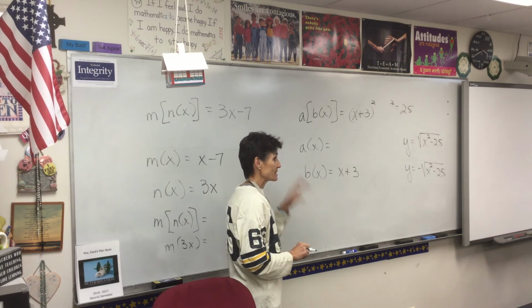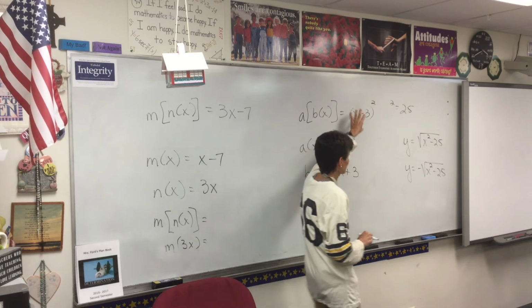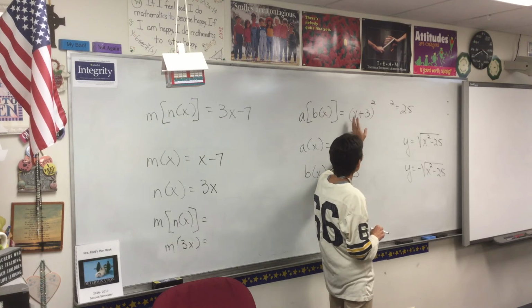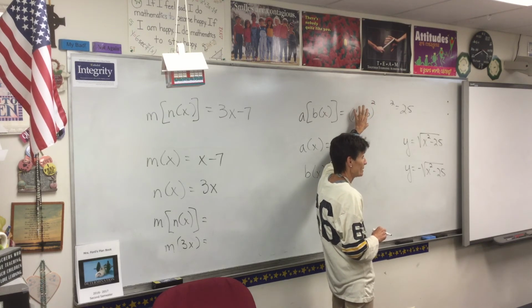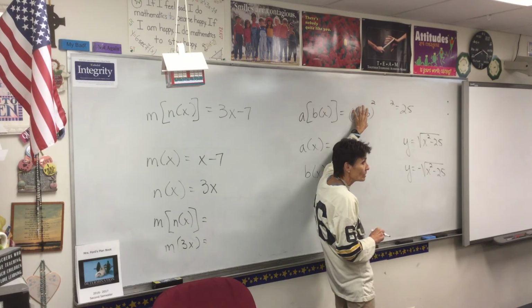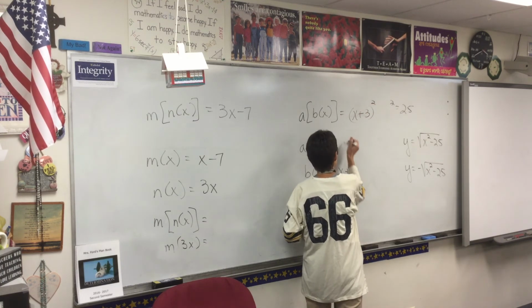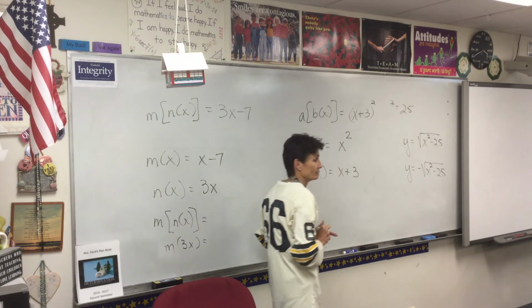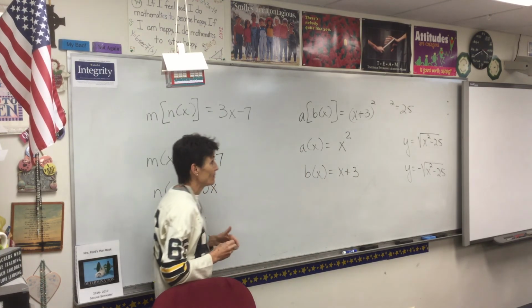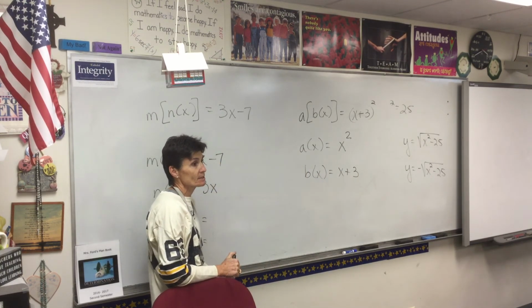Now, the second function takes that answer, whatever you get. So plug 10 in, we get 10 plus 3, we get 13. Then what do we do? We square it. So the second function takes the answer and squares it. And those are the two functions. Why wouldn't it be something else?